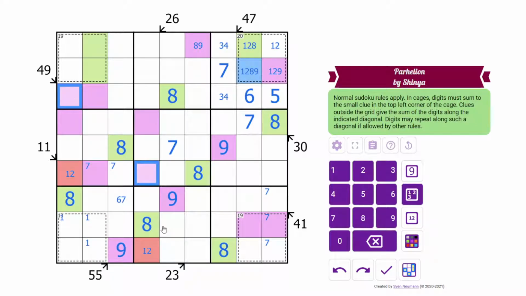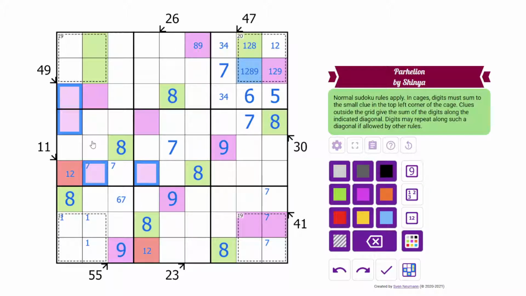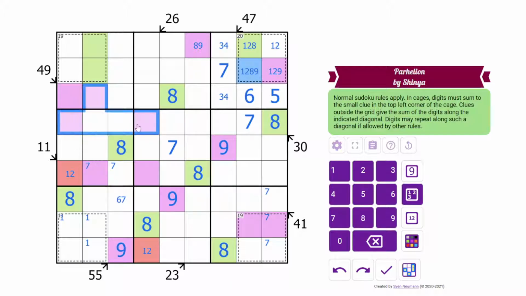Ah, and these can't both be 9s either. Because if they're both 9s, they exclude both the other possibilities of being 9s in those cells. So if this is a 9, then that can't be a 9. If that's a 9, then that can't be a 9. Can neither of them be 9s? No, at least exactly one of them has to be a 9.